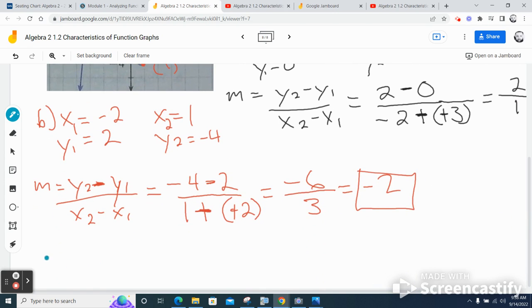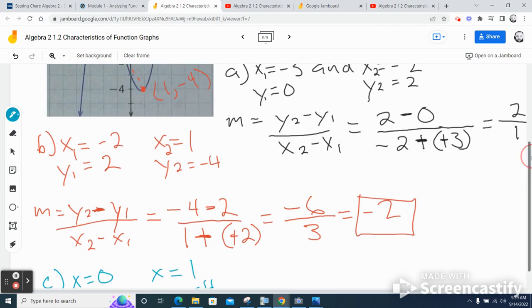All right, I'll do part C, and then I'll leave some work for you guys to do. So part C, it's basically the same thing. X equals 0, x equals 1. So we're going to deal with x equals 0 and x equals 1. When x equals 1, we just did that one. Y equals -4.